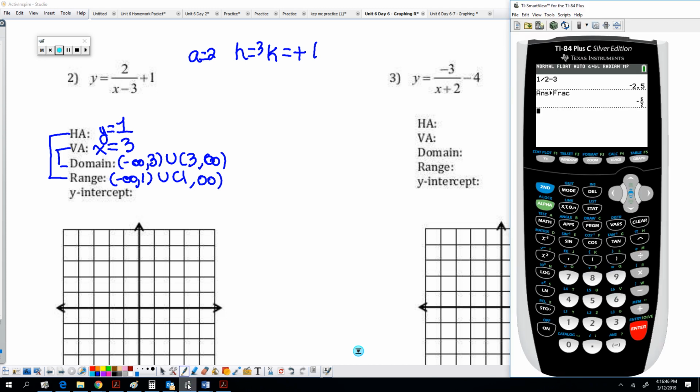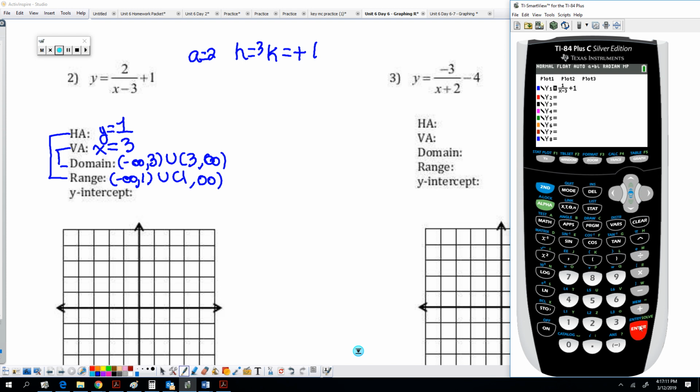Now, I am actually going to type it into my calculator just to help us out a little bit. You have to be careful. If you notice, in my calculator, I have plot 1 turned on. So I'm going to press enter on plot 1 to turn it off. Now, I can do alpha y equals to give us nice fractions. So I go 1 over x minus 3. And then I'm going to arrow over plus 1.